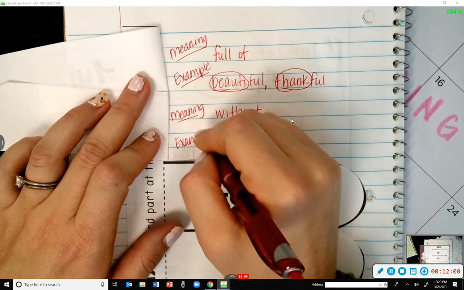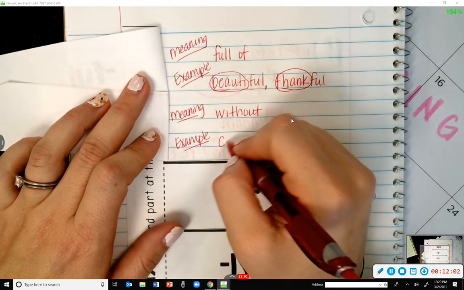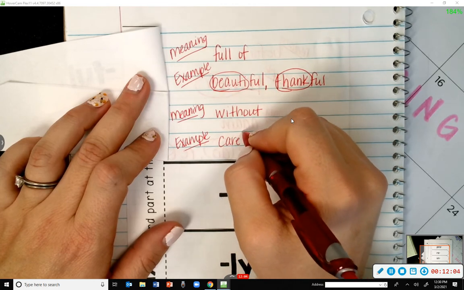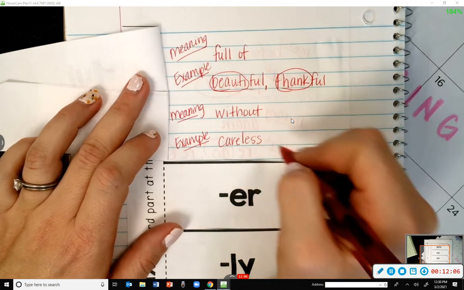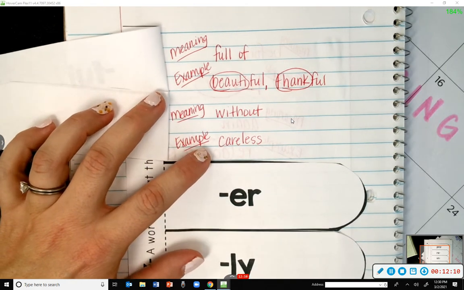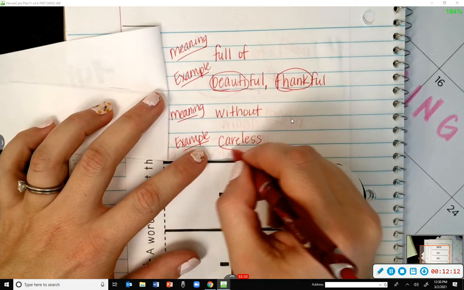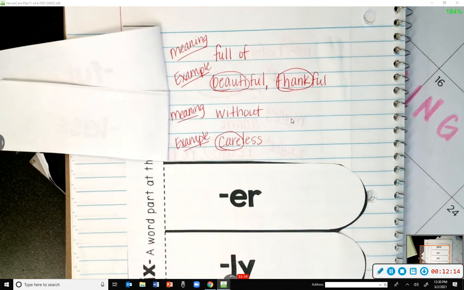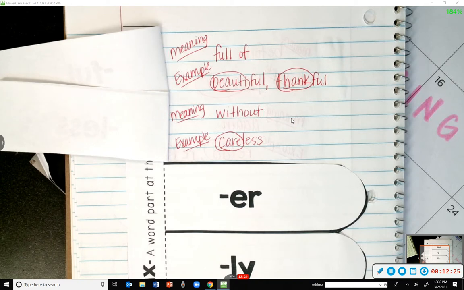So if I say you're being careless, the root word is care. The suffix is less. Sweetie, put your hand down. You need to be writing. We're not going to the restroom. We just went. The root word is care. So if I put less at the end of it, if I say you're being careless, that means you're without care. You don't care about what you're doing. So we could say you're careless.